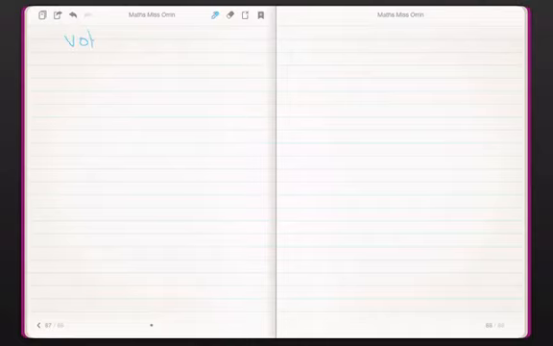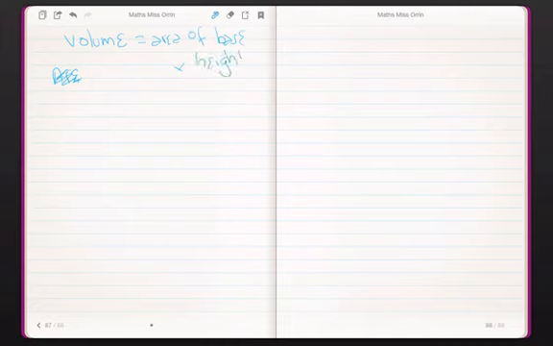Time we're going to talk about volume. The volume is the area of the base times the height. Okay, so that's all you have to do.